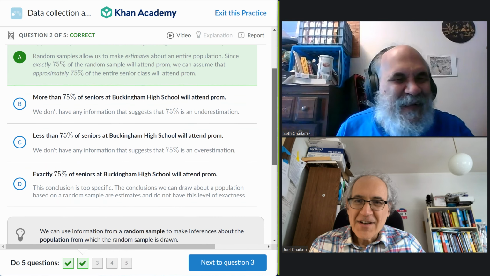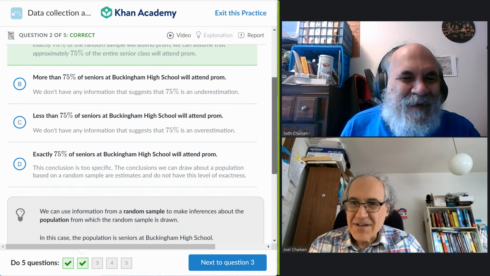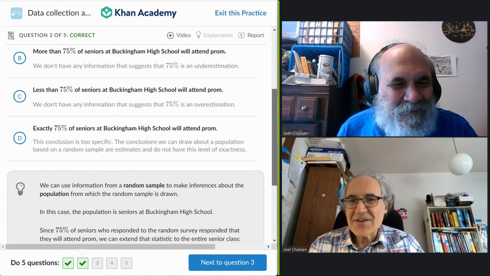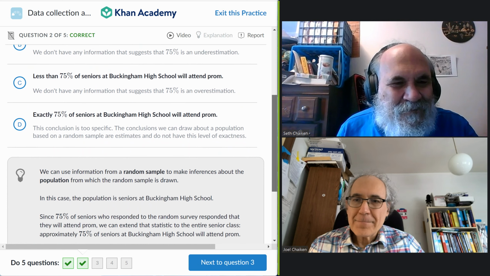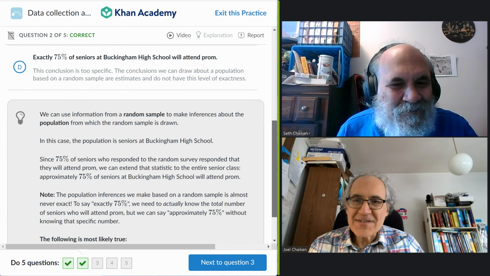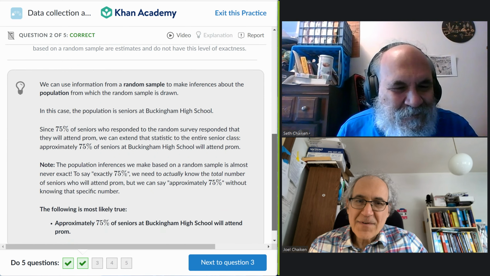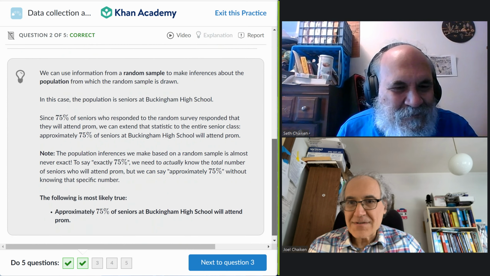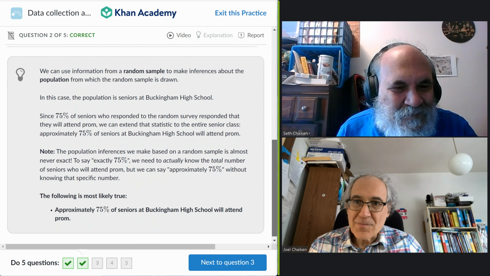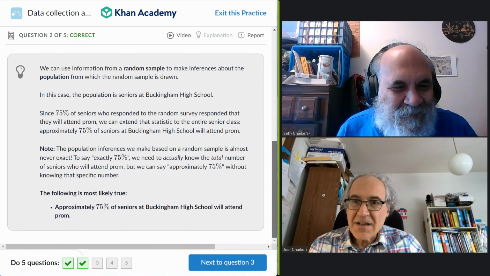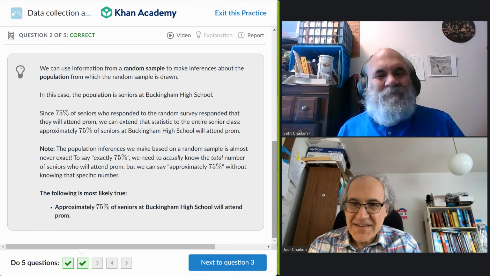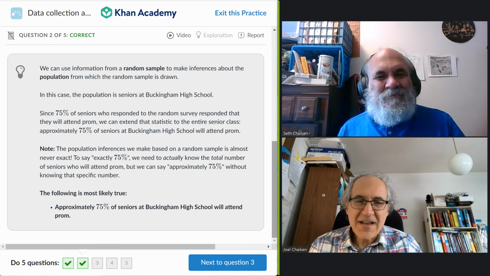Okay, do you have any comments on what they're doing here? The conclusion is too specific on the exactly. We can use this information to make inferences about the population. Very important vocabulary there about the random sample and the population, which is the group of people that they're trying to study. The seniors, they're studying the seniors. Okay, I guess we can move on. I think they didn't say anything that different from what we said.